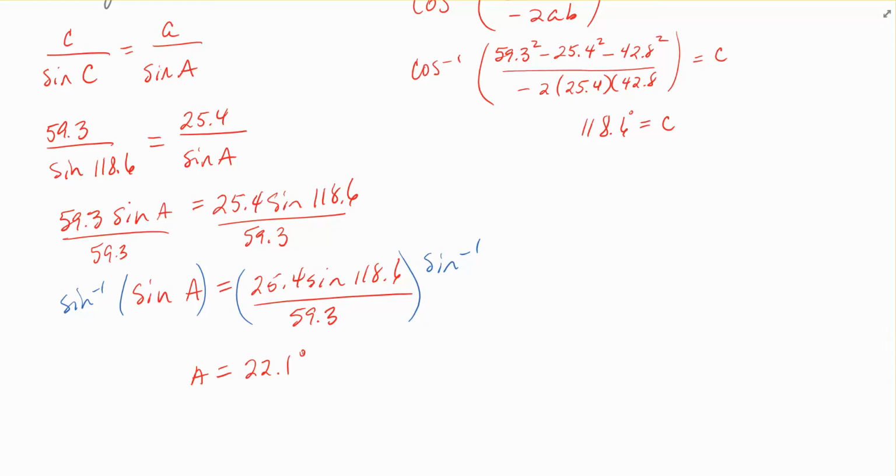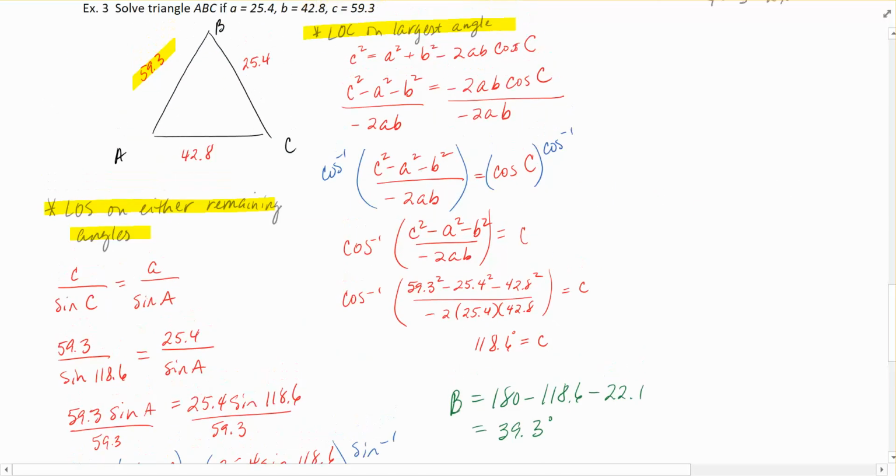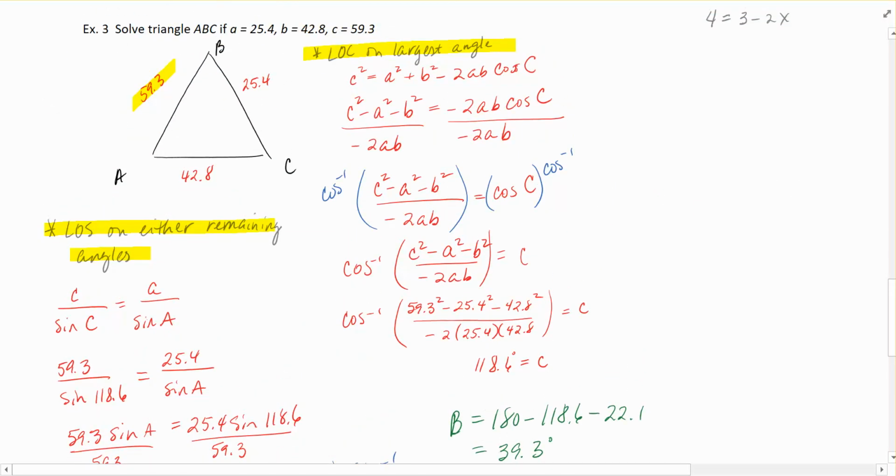I can use that on the last step. The easiest part is to just use what we know about the sum of the interior angles of a triangle. So angle B would be 180 degrees minus angle C of 118.6 minus angle A of 22.1, giving me a grand total for angle B of 39.3 degrees. So once again, when we are charged with solving a triangle and we can't use the law of sines initially, we want to start using the law of cosines, and we want to use it on the largest angle that we can.